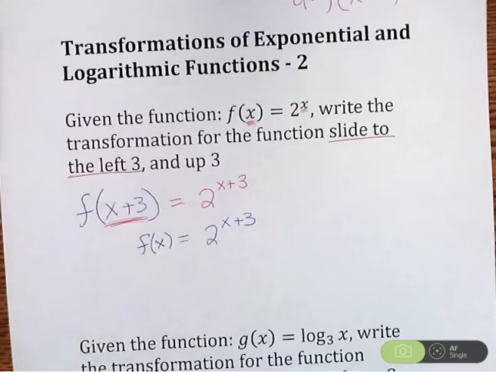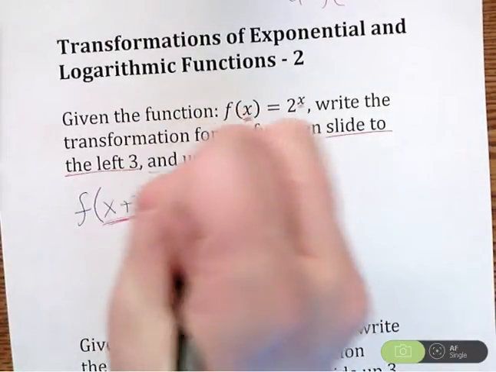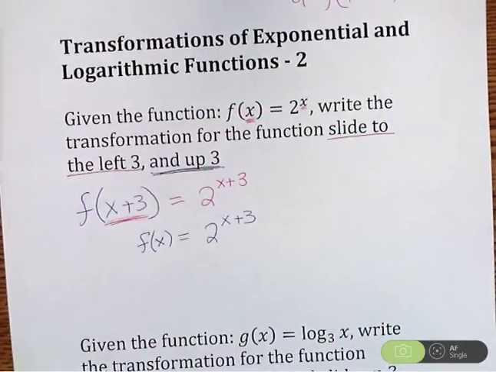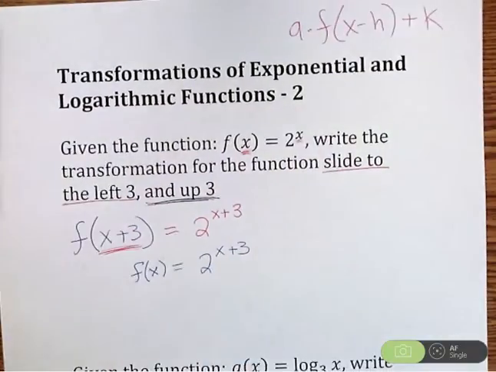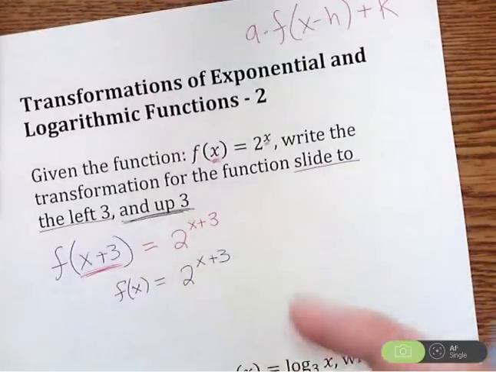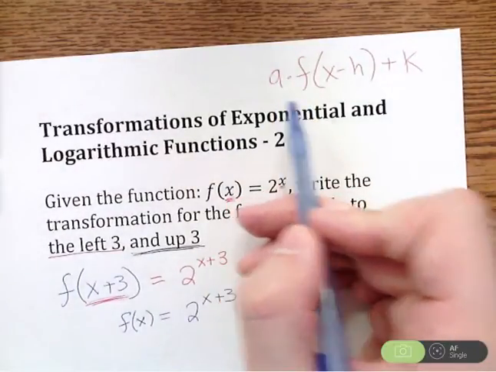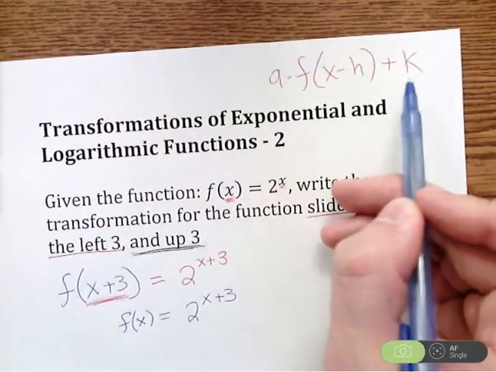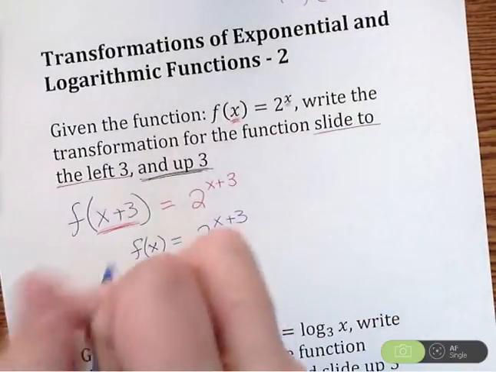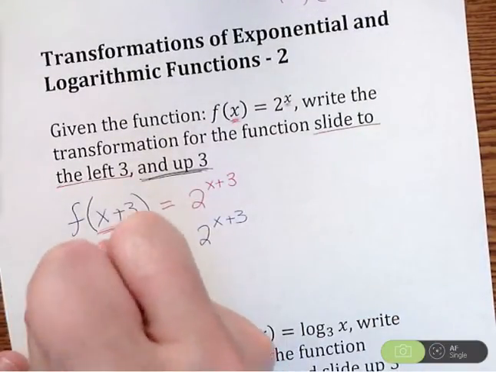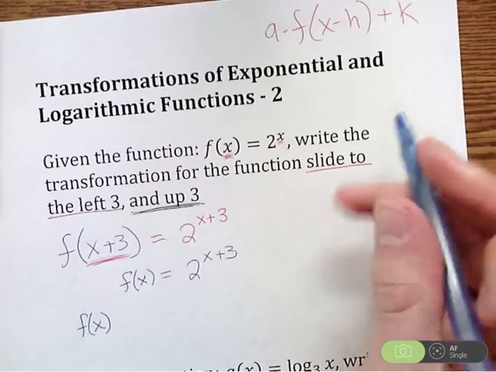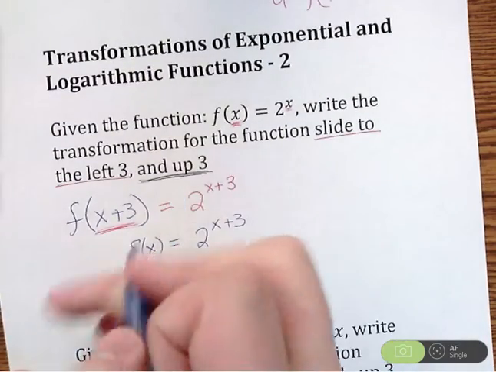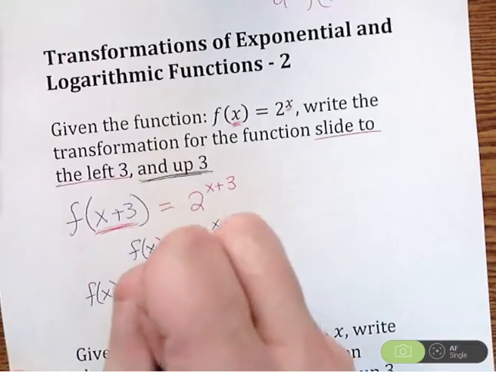The second part of my problem says I also need to slide up 3. So I need to think about, am I dealing with A, H, or K? Well, if you want to slide up 3, that's not a vertical stretch or shrink. That's not a slide left or right. It's a slide up or down. So we're dealing with K. So if I want to slide up 3, I'm not going to worry about writing A or H. I have f of x, and instead of plus k, I'm going to put plus 3.